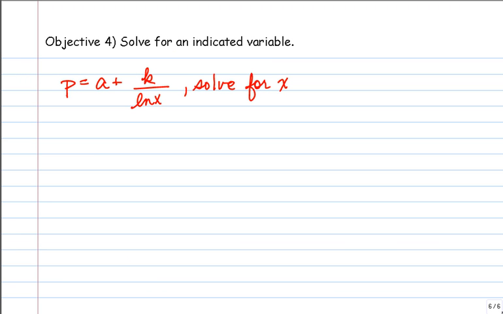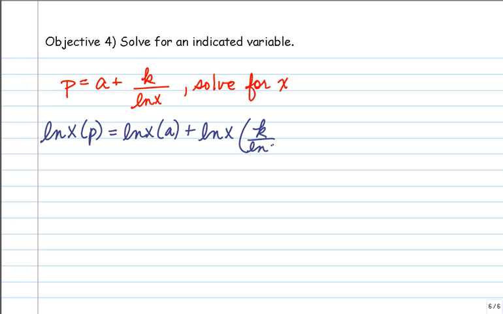And the last objective, I know I need to hustle through this, is to solve this equation for an indicated variable. So all you're going to do is use the appropriate either logarithm or exponentials to solve for that variable. P is equal to a plus k over natural log of x. So the first thing you need to do is get rid of these fractions. And you can do that by multiplying every term by natural log of x. So natural log of x times p is equal to the natural log of x times a plus natural log of x times k over natural log of x.